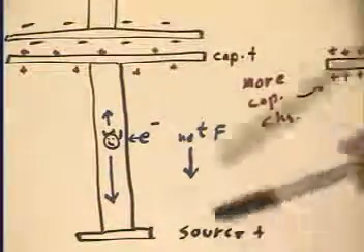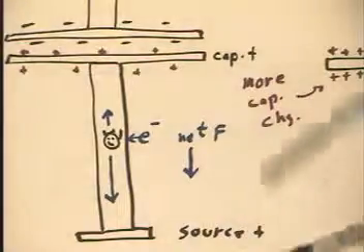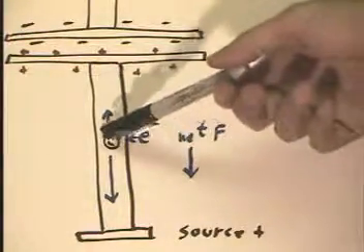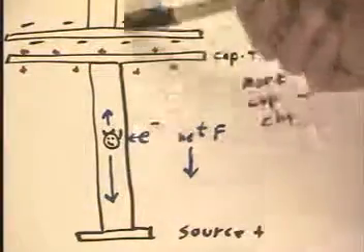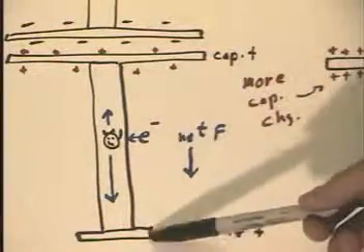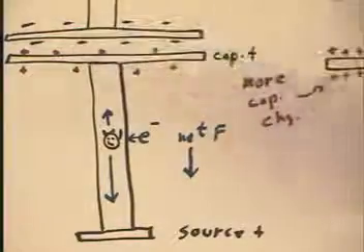Let's take a closer look at what happens to an electron. Everybody knows that electrons have ears and tails and smiley faces. What happens to an electron between the source and the capacitor?